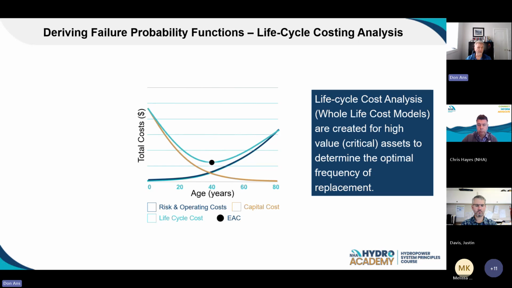And again, using asset criticality, for my biggest, most important assets that have the most risk, I would ideally start to develop these whole life cost models for those asset classes. And I would use this to predict when I should be replacing them most efficiently. So not just using an age, but also using a failure curve and looking at the reality of its O&M costs to determine when to best replace it.